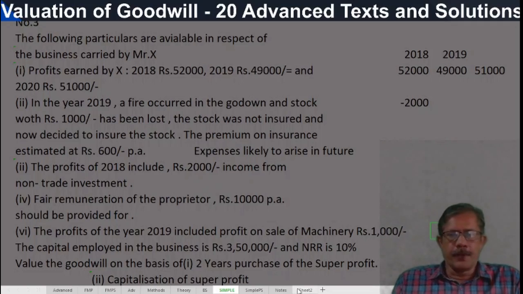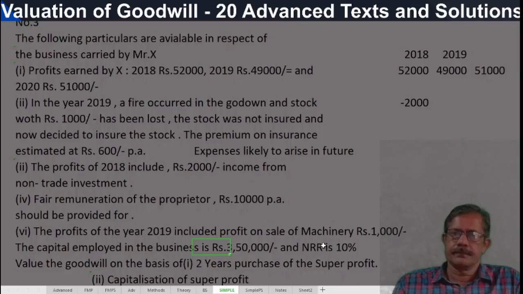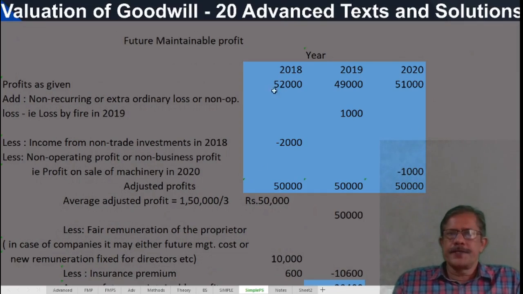Then the capital employed in the business is 3,50,000 and NRR, the normal rate of return, is 10%. That is directly given. Value goodwill on the basis of 2 years' purchase of the super profit. Okay, we can calculate that. So profits as given are 52,000, 49,000, 51,000.